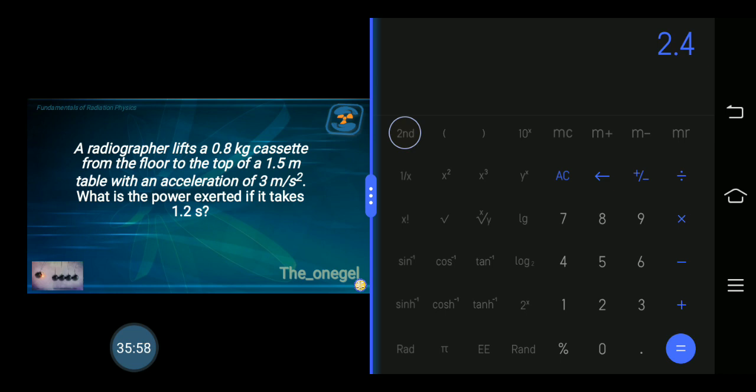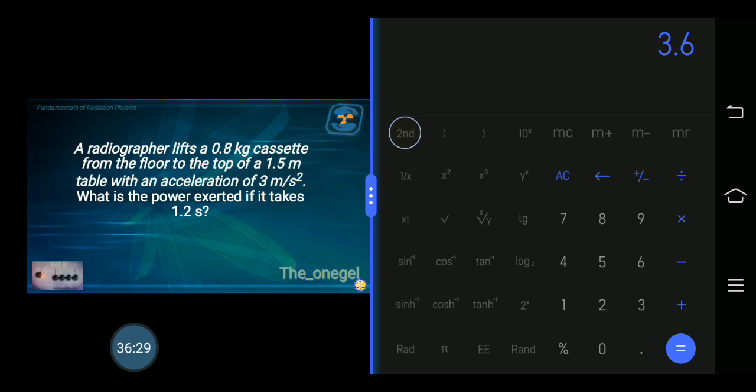The second variable we have to find is the work. Remember that work is equal to force times distance. Our force again is 2.4 Newton, and our distance is 1.5 meter. So we will multiply 2.4 by 1.5. That will give you 3.6. What is our unit? Very good, that's 3.6 joules.